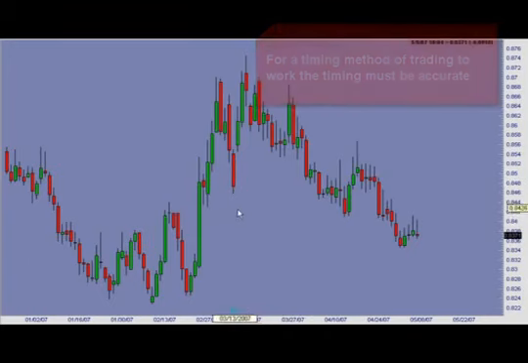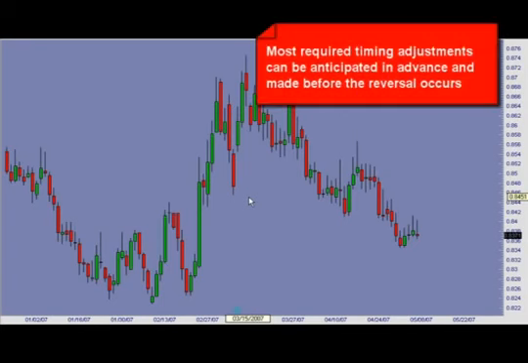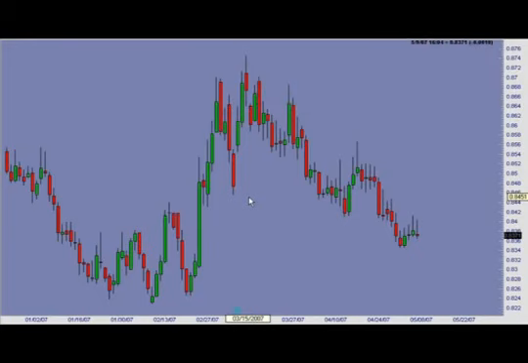Now, while typically accuracy is not an issue, there are variables within a market that can impact the timing and require adjustment. Most of these can be anticipated and the adjustment made in advance before the reversal actually occurs. So typically it's not an issue as long as you make the adjustment. But understanding what adjustments to make and how to make them is something we need to understand in order to avoid any problems.